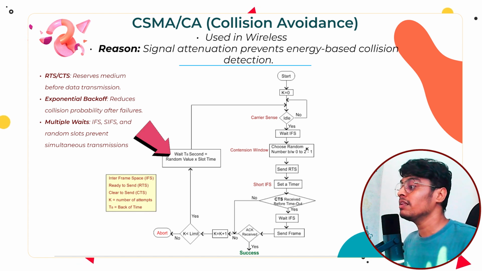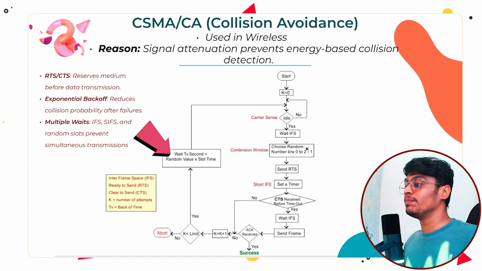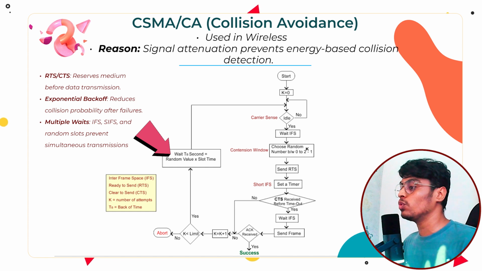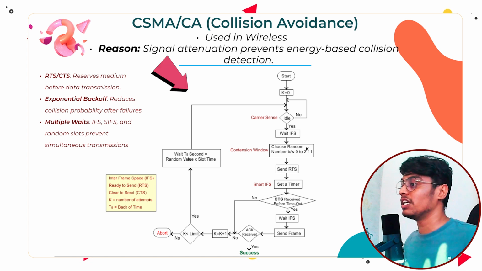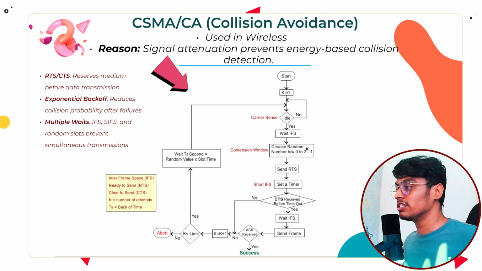And step 13, backoff time. The backoff time TB is calculated as TB equals R times slot time, where R is the random number chosen in the contention window. The slot time is generally equal to the round trip time. This whole concept was CSMA/CA, collision avoidance. And this was the whole CSMA.